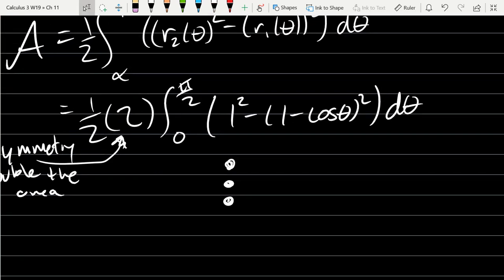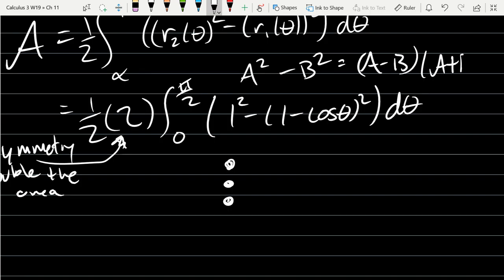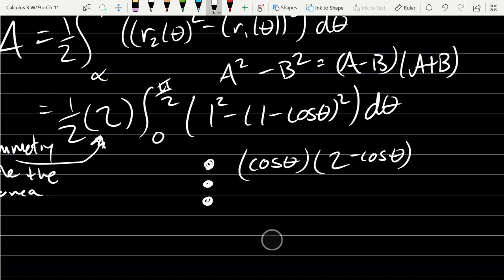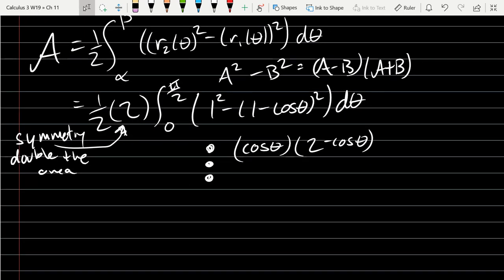Now if you want, you can actually multiply these in a weird way. What you're looking at is a squared minus b squared, which is a minus b times a plus b. So a minus b will be cos theta. That's a minus b right there: 1 minus 1 minus cos. The 1's will cancel, you got just plus cos. And then a plus b, so I'm going to add those two together and have 2 minus cos theta. Then you can multiply those out if you want. That's a slightly different way. Rather than FOILing and canceling, you can go this route, or you can just FOIL it out like you would normally do.